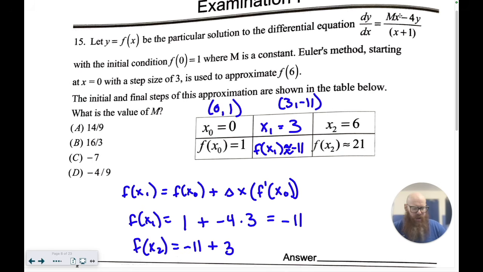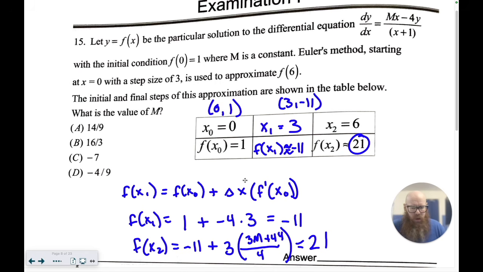So if I plug in 3, I get 3m. And then if I plug in negative 11 here, I get positive 44 over, if I plug in 3 here, I get 4. And that whole thing we know has to equal 21. All right, so that's what we have to solve.